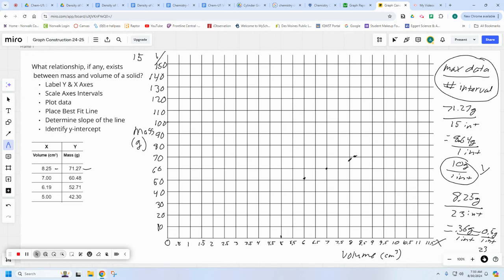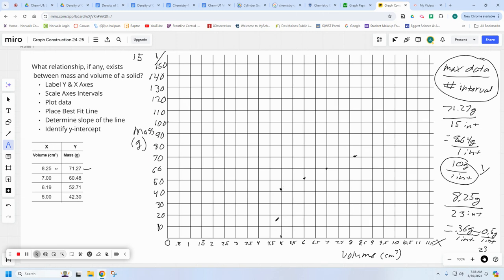And now I've got to tell you guys, the data points do not necessarily always land on one of these grid lines. You put them where you best estimate that number to actually be. The last one, 42.3, and its partner 5. So 5 is right on the line, which is easy to find. But now I need to estimate approximately where 42.30 is.